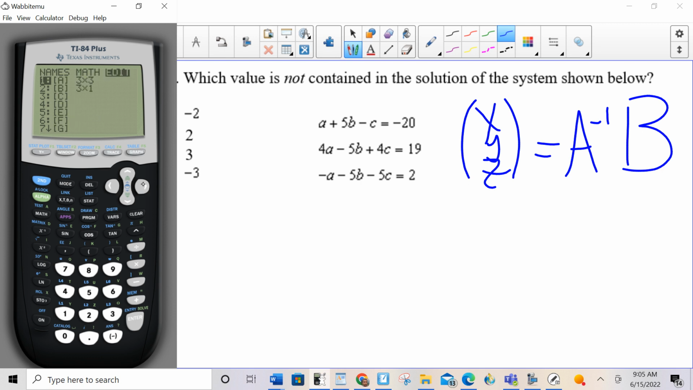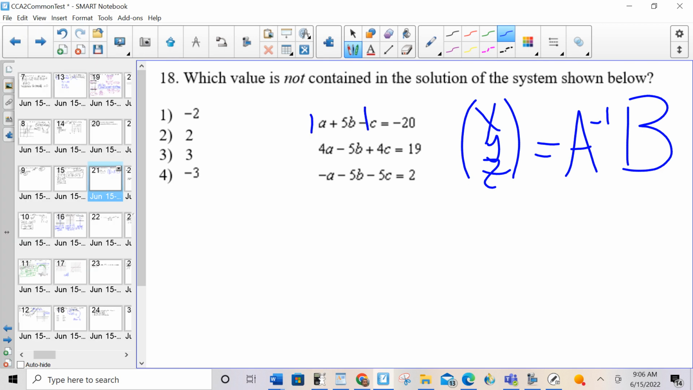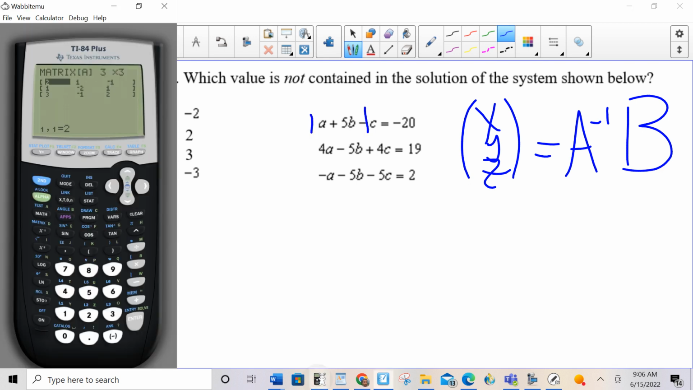Second matrix, let me just start again. Second matrix, matrix is the X inverse button. It's 3 below the second button. Tab over to edit, enter on A. A is always a 3x3. Enter the coefficients of the matrix. The first row is 1, 5, negative 1, 4, negative 5, 4, etc.